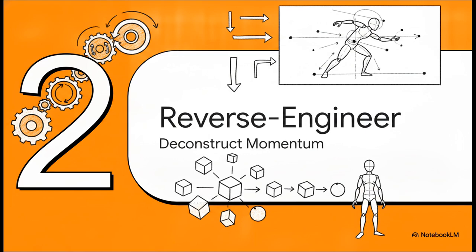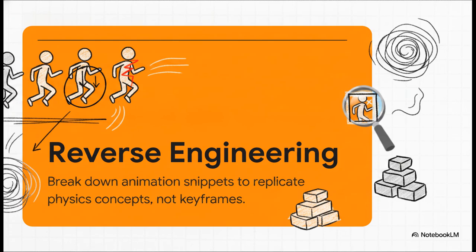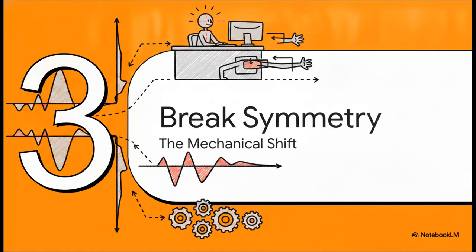Moving on to Section 2, reverse engineer your learning. Deconstruct the momentum. To completely change how you study reference material, you have to stop watching 2-hour tutorials end to end. Seriously, cut it out. Instead, pick just a tiny 2-second snippet of high-end animation reference. Then, frame by frame, you deconstruct the momentum. You've got to look incredibly closely. Exactly where does the character's weight shift first? Which frames intentionally break the rules of a clean silhouette? Your real goal here is to replicate the underlying physics concept rather than trying to perfectly match some tutorial author's specific keyframe numbers.